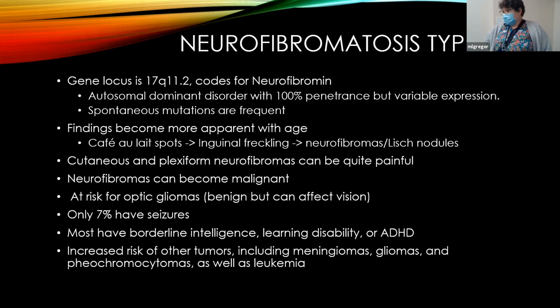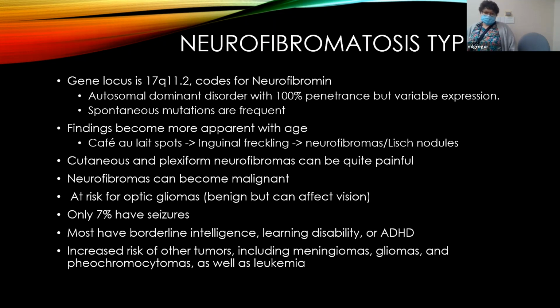So the findings become more apparent with age. Oftentimes when kids come in and there's a family history, the child just has a few cafe au lait spots. And so you can make a presumed diagnosis based on the fact that they have a first degree relative. But you can imagine an infant that comes in without a family history, you're really stuck as far as trying to make a diagnosis. With time, things become more apparent. The cafe au lait spots become bigger. They get more of them. Then in early childhood, they start getting inguinal and axillary freckling.